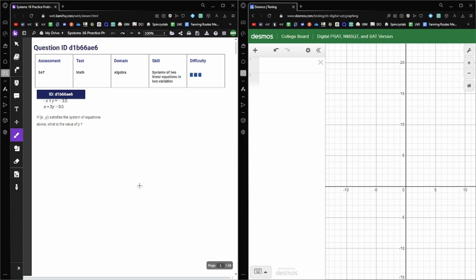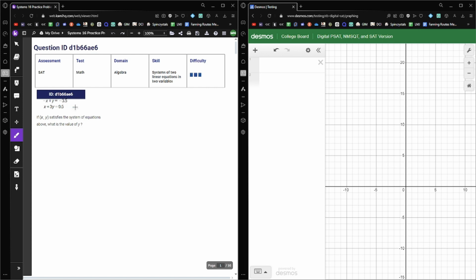Okay, here I have 16 practice problems on systems of equations. This one won't go over word problems, but it will go over just putting stuff into Desmos basically. So let's get started with question number 1.